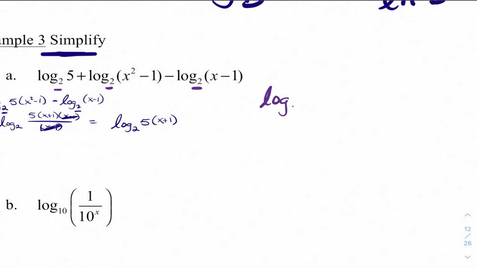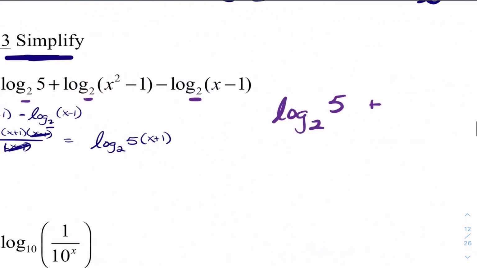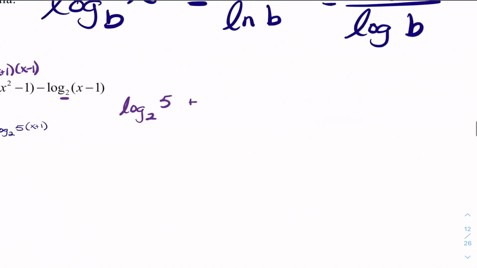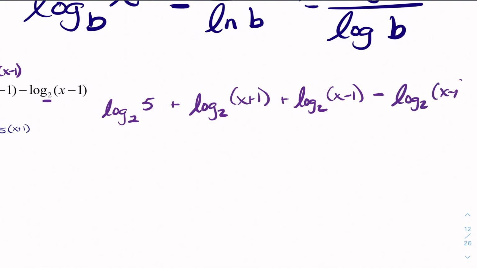So you could have log base 2 of 5 plus, if you think about x squared minus 1, it's technically x plus 1, x minus 1 multiplied together. You could have log base 2 of x plus 1, plus log base 2 of x minus 1, take away log base 2 of x minus 1. Now, this and this are the same exact quantity, one copy of each, so they cancel each other out, which leaves us simply with log base 2 of 5 x plus 1, since they're all multiplied together.